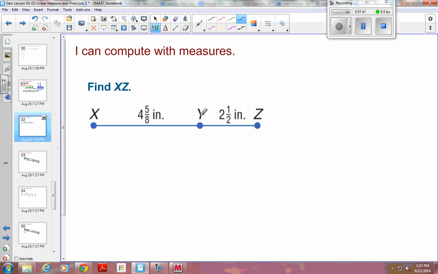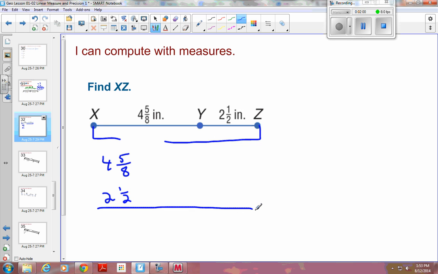So again, this is x to y, y to z. We want to find x to z, so we want to find x all the way over to z. What is the full length of this? So if we take this 4 and 5/8 and we add it to this 2 1/2, we should end up with the length of the whole thing, right? Two pieces add up to be the whole.